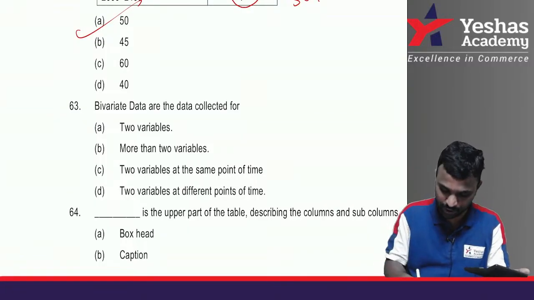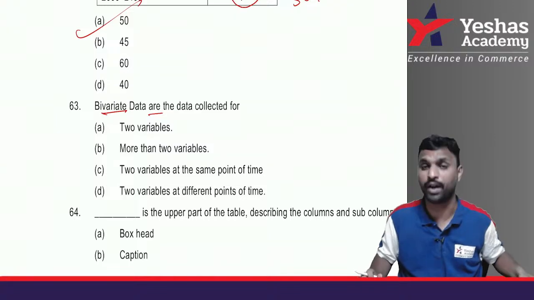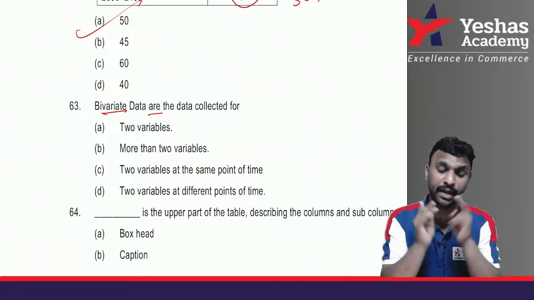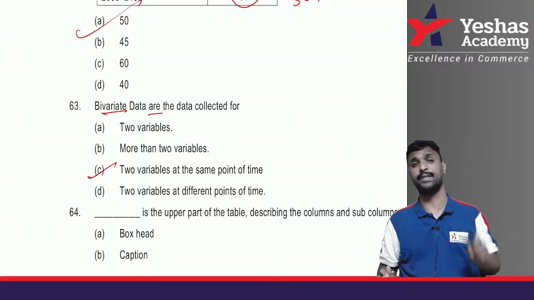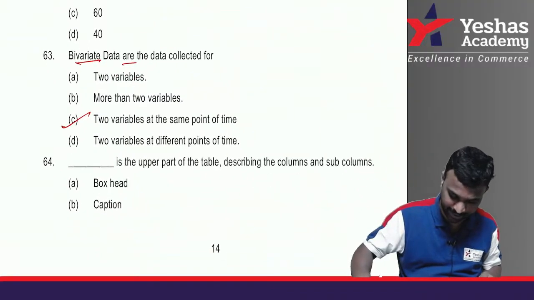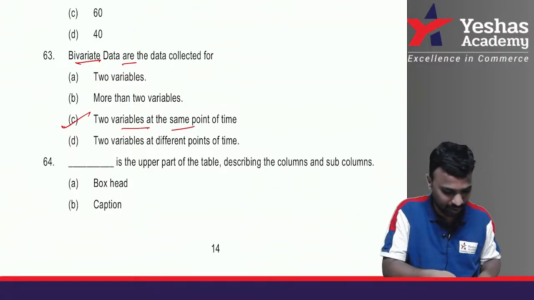Moving on to the next question, question number 63. Bivariate data are the data collected for two variables, but it should be for the same point of time. That means option C is the right answer. One of the ICAI exercise questions, two variables at the same point of time. Have you all understood?